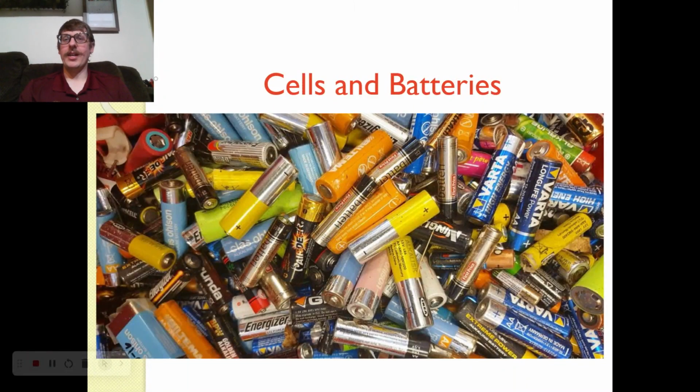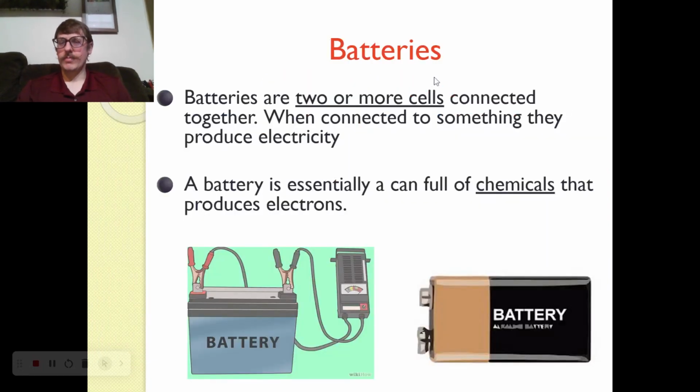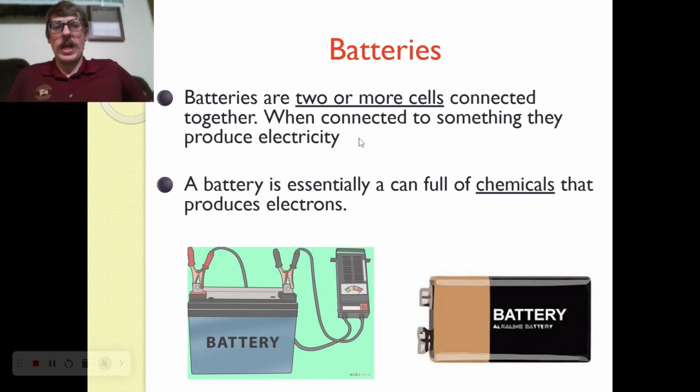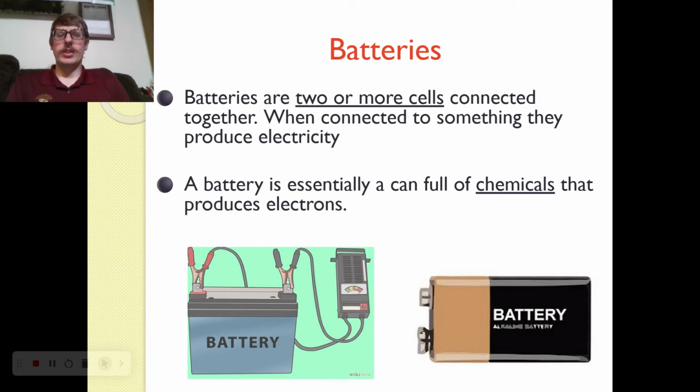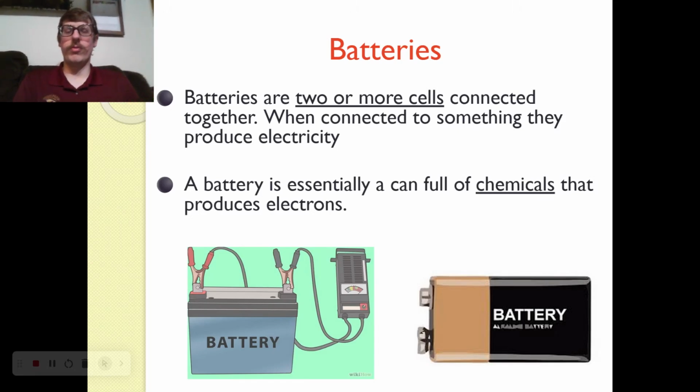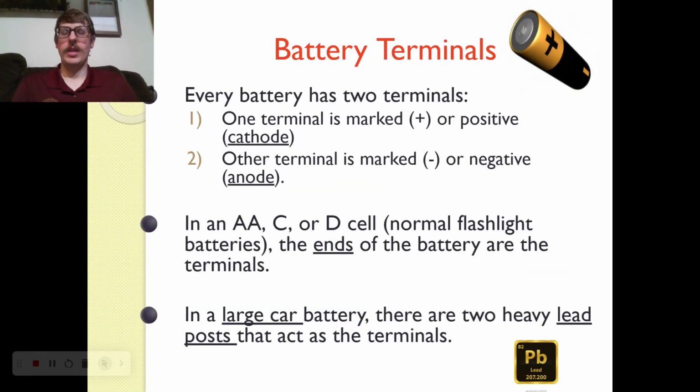Hello there. We're going to talk today about batteries and the cells that make them up. So, first of all, what is a battery? A battery is two or more cells, like you made in your lab, that are connected together, and when they're connected, they produce electricity. A battery is just a can full of chemicals that produce electrons. Those electrons go through something and they have an effect, like lighting up a light, like you guys saw.